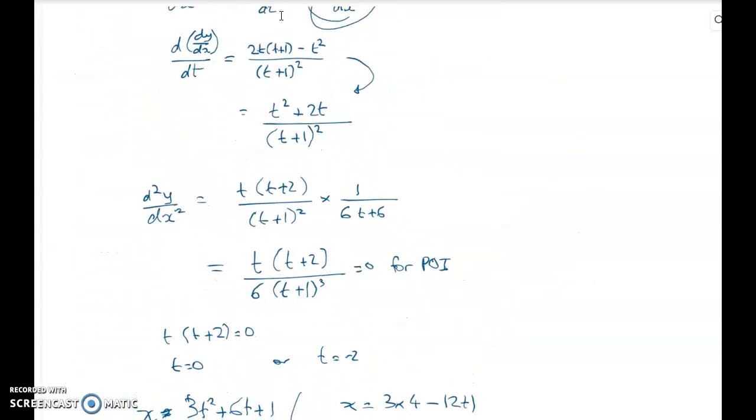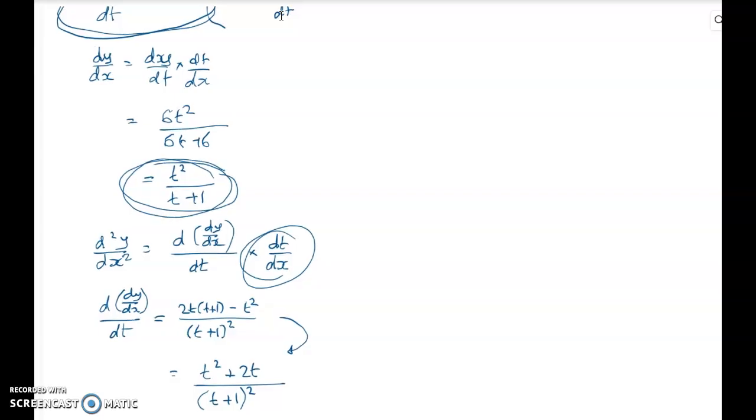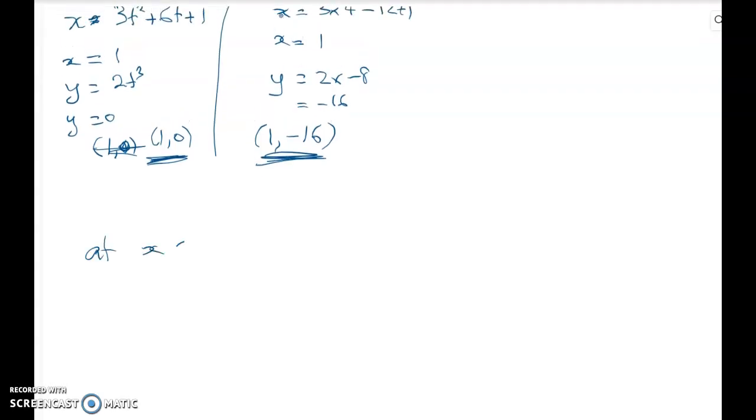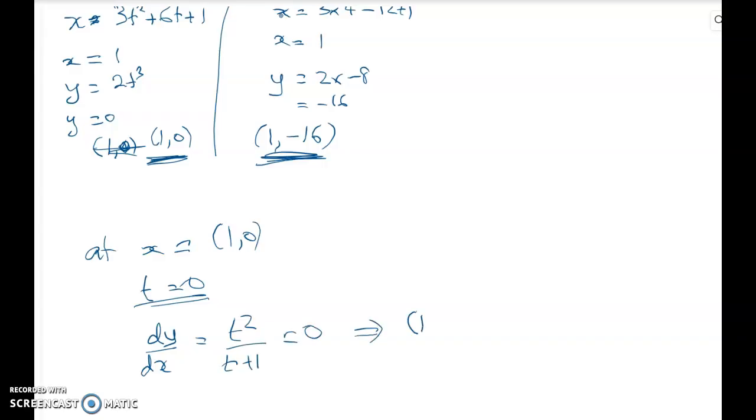If they're going to be a stationary point, then the gradient has to be 0. So what we've got to do with each of those points is go back and check whether dy by dx is equal to 0. So at (1, 0), what matters is not the x value, it's the t value. We had t equals 0, so dy by dx is equal to t squared over t plus 1, and that equals 0. Therefore, (1, 0) is a point of inflection and a stationary point.